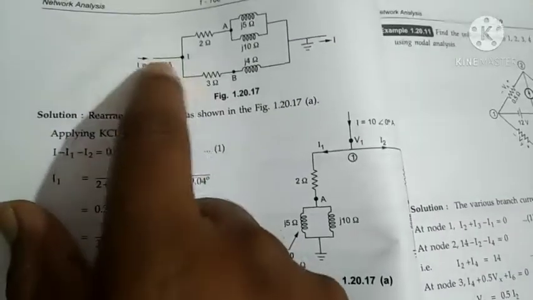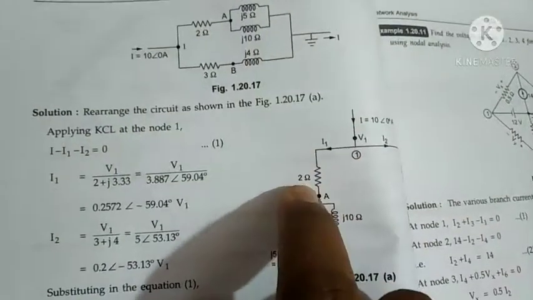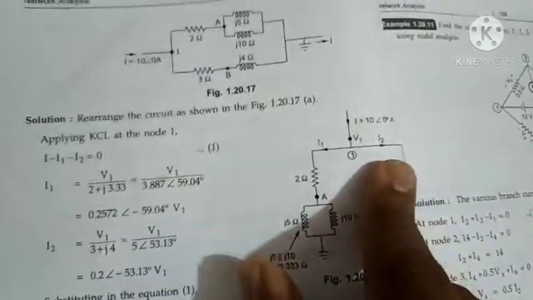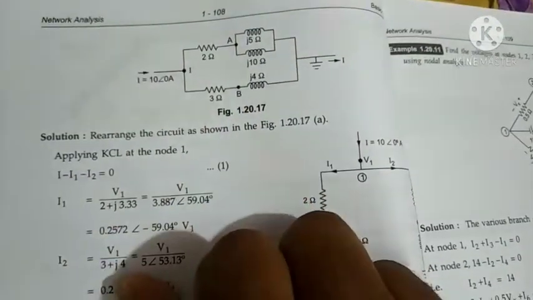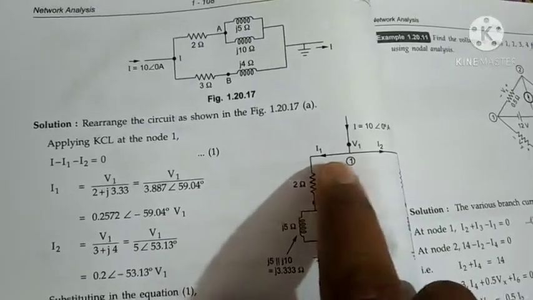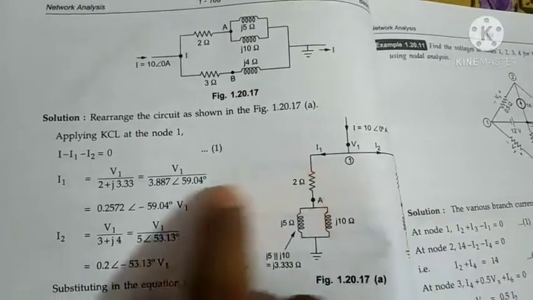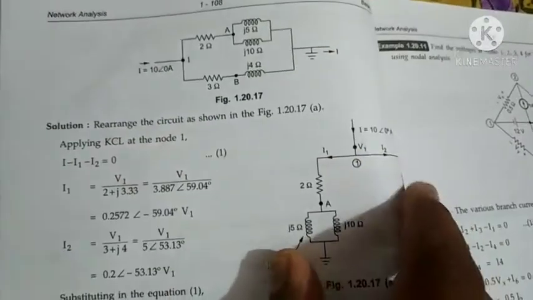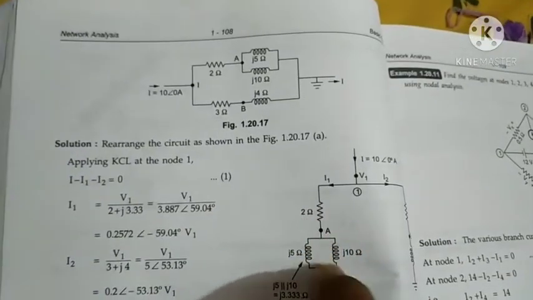And to this node we have some currents. The current connected to the 2 ohm they have called I1. The current going out of the 3 ohm they have taken as I2. So now applying KCL at node 1: I minus I1 minus I2 is equal to 0, because I is incoming, and I1 and I2 are outgoing.